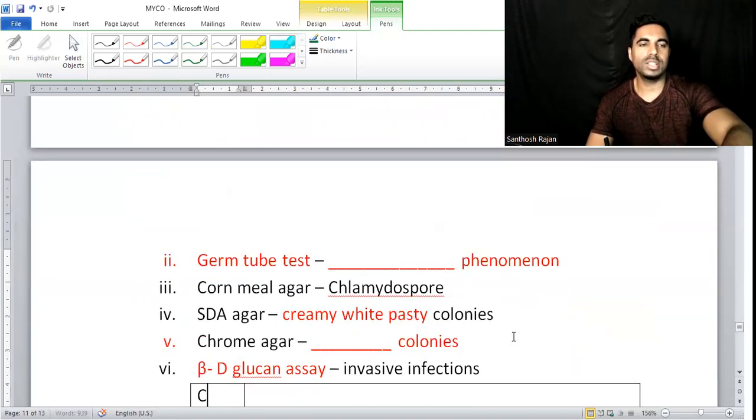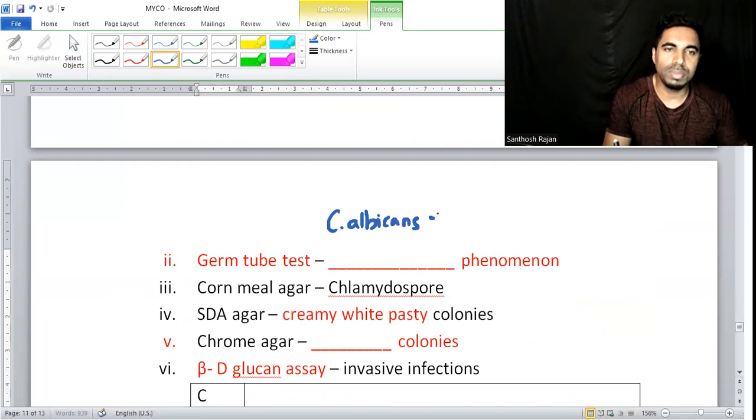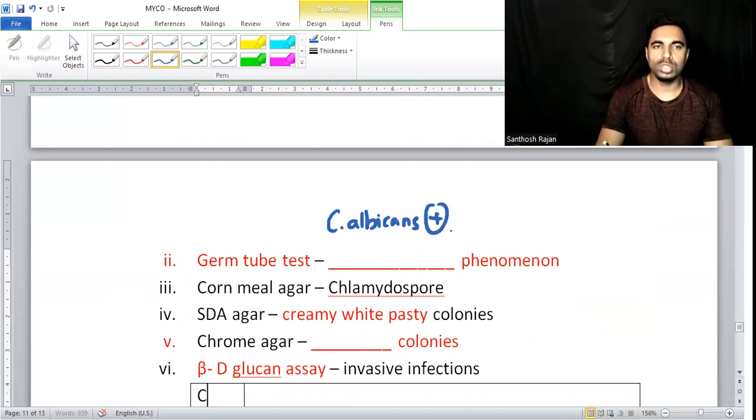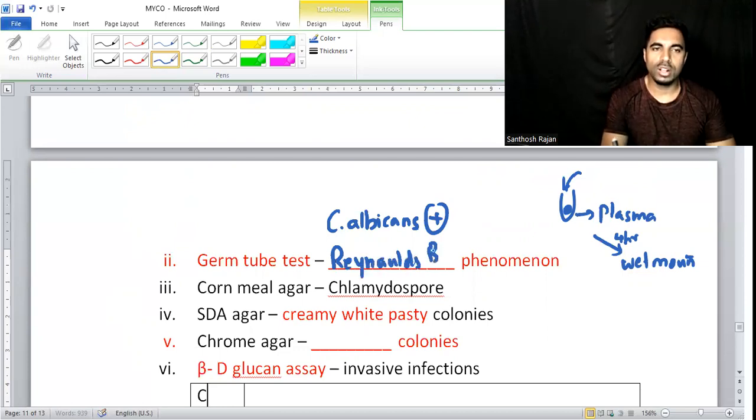So the germ tube test is positive for Candida, especially Candida albicans, to differentiate Candida albicans from other species. How do you do a germ tube test? You take plasma, and then you mix the Candida colony in it, then leave it for up to 4 hours. After 4 hours, you take it and make a wet mount. When you see the wet mount, what happened? You will see the germ tube is growing. This is also called what? Reynolds-Braude phenomenon. Okay, important question.